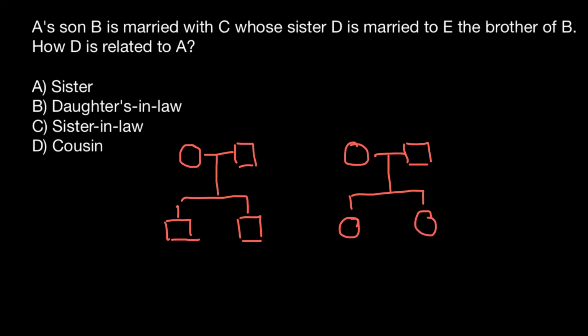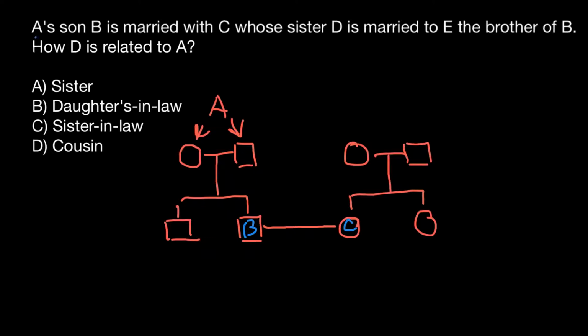And now let's follow the logic. A's son and A have to be one of these people. We don't know, gender is not specified, so A can be whether this person or this person. So A is the son of B, so let this male be B, who is married with C, so C would be this female, and they are married, so we connect them with a line like this.